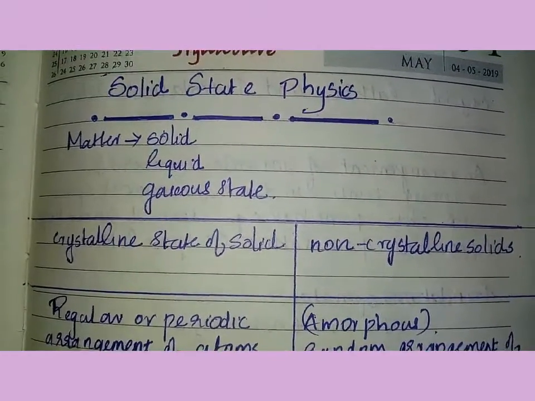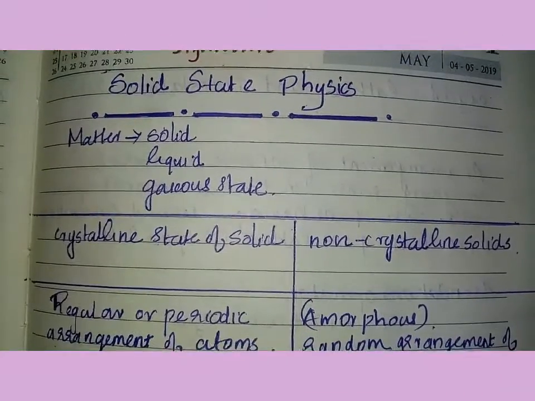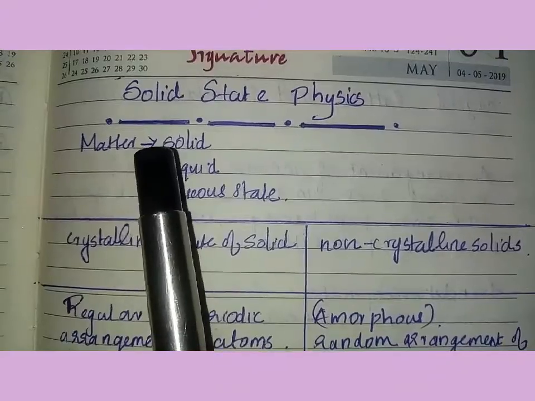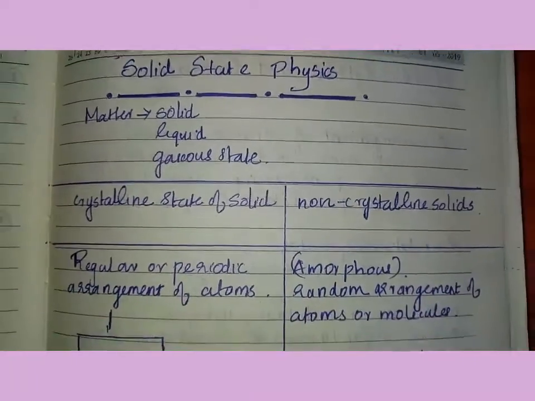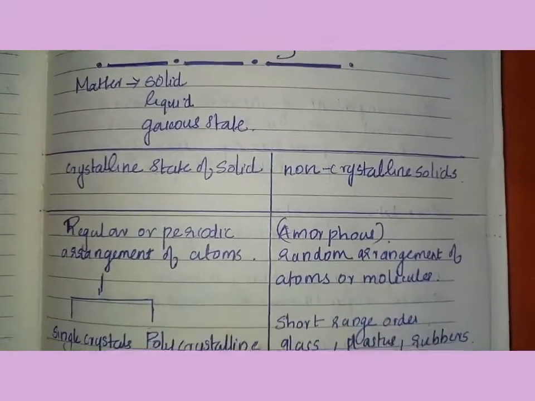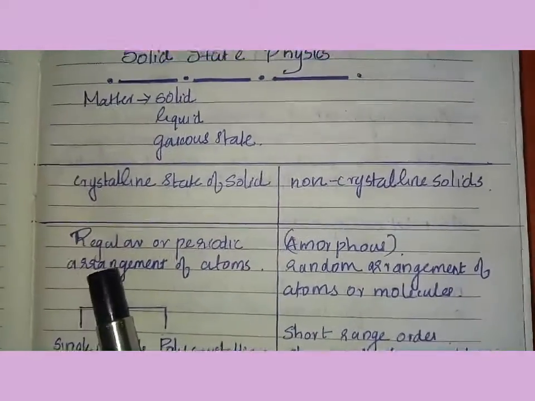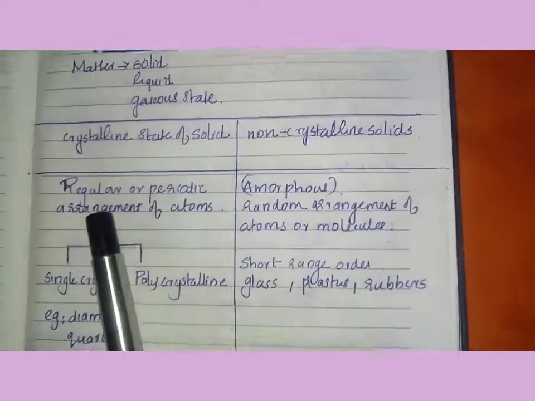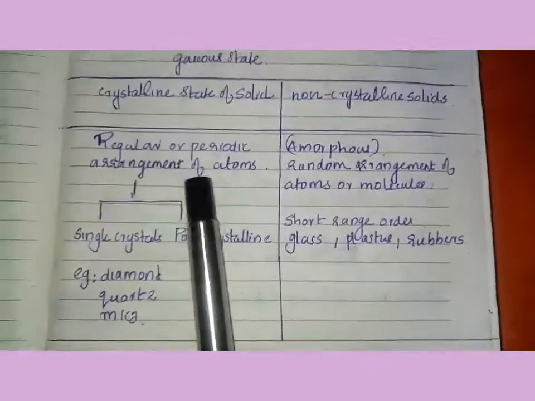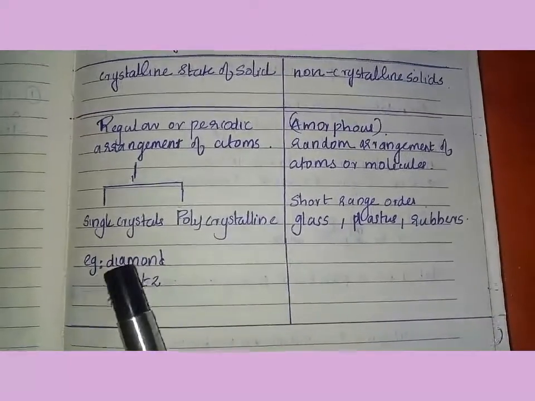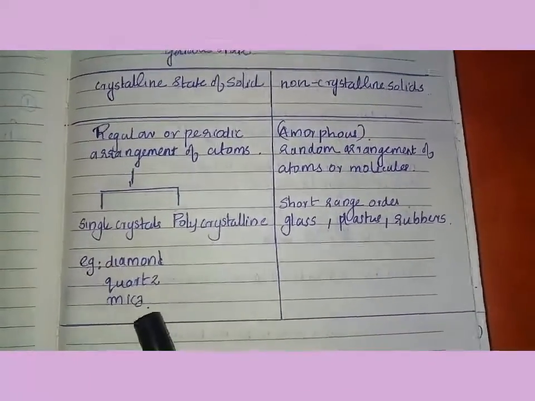Today I am going to cover the course Solid State Physics. You know that matter consists of solid, liquid, and gaseous states. We have the crystalline state of solids and non-crystalline solids. In the crystalline state of solids, we have a regular and periodic arrangement of atoms. We have single crystals and polycrystalline, for example diamond, quartz, mica.